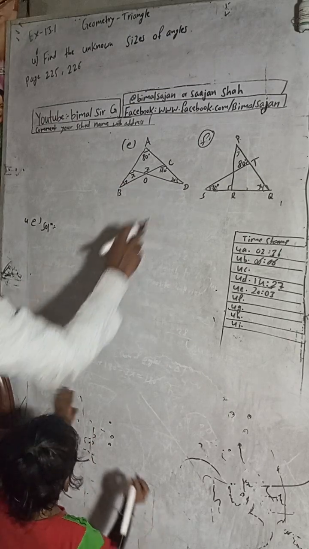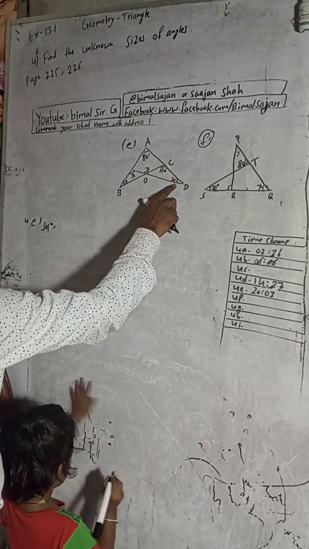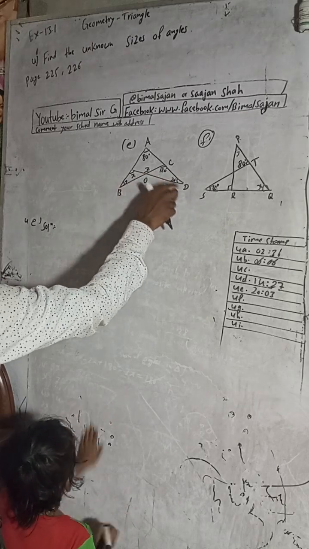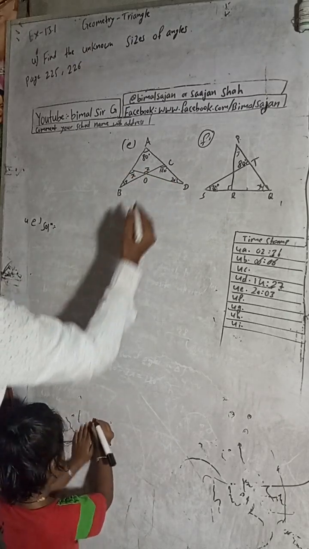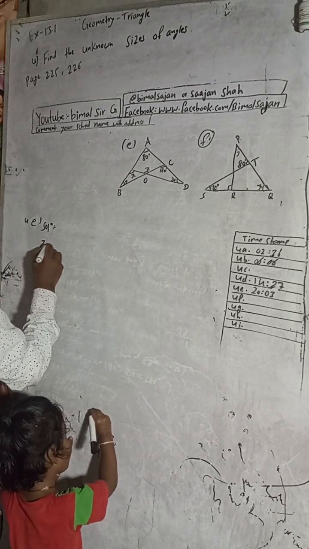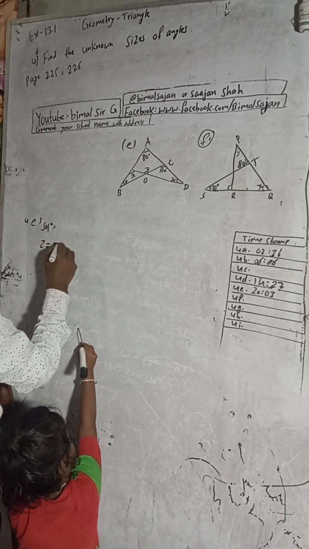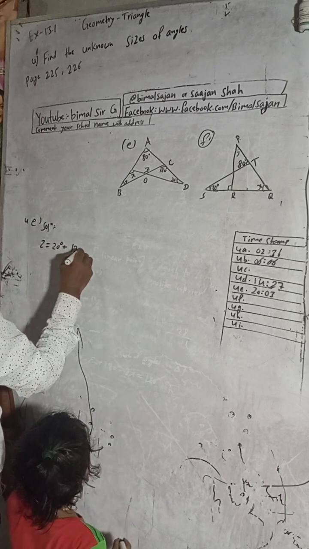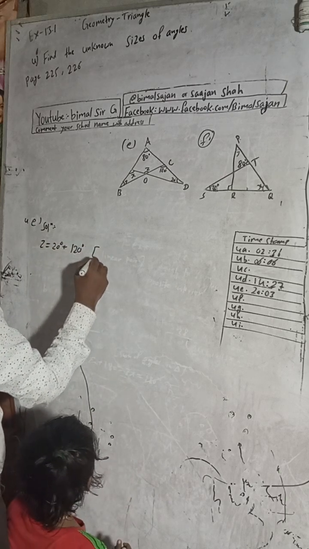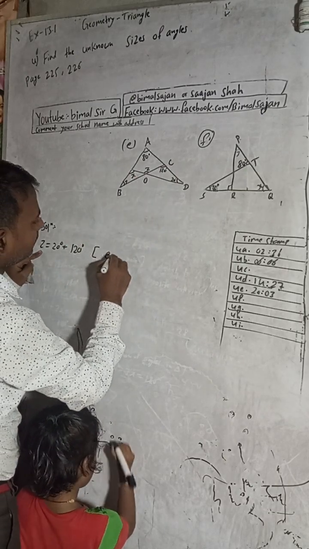So what we can do here, we can see this 20 degrees plus this is equal to z. Why? This is the opposite interior angle. So z is equal to 20 degrees plus 120 degrees. And the reason we add these two is that this is an external angle.